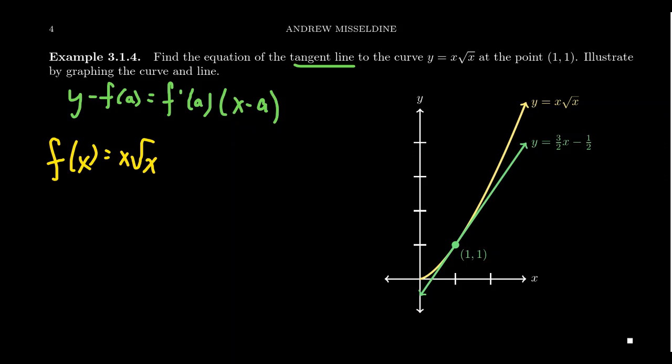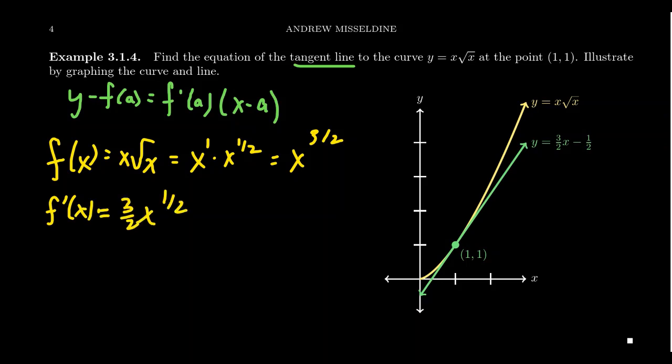But we don't want to do the definition of the derivative. Can we shortcut it somehow? Well, only if we can recognize this function as a power function. We'll notice that the square root of x, like we saw previously, I could write that as x to the 1/2 power, and x itself is x to the first. And adding the exponents by the usual exponent laws, we get x to the 3/2 power, which means that the derivative of f is going to equal 3/2 x to the 1/2 power.